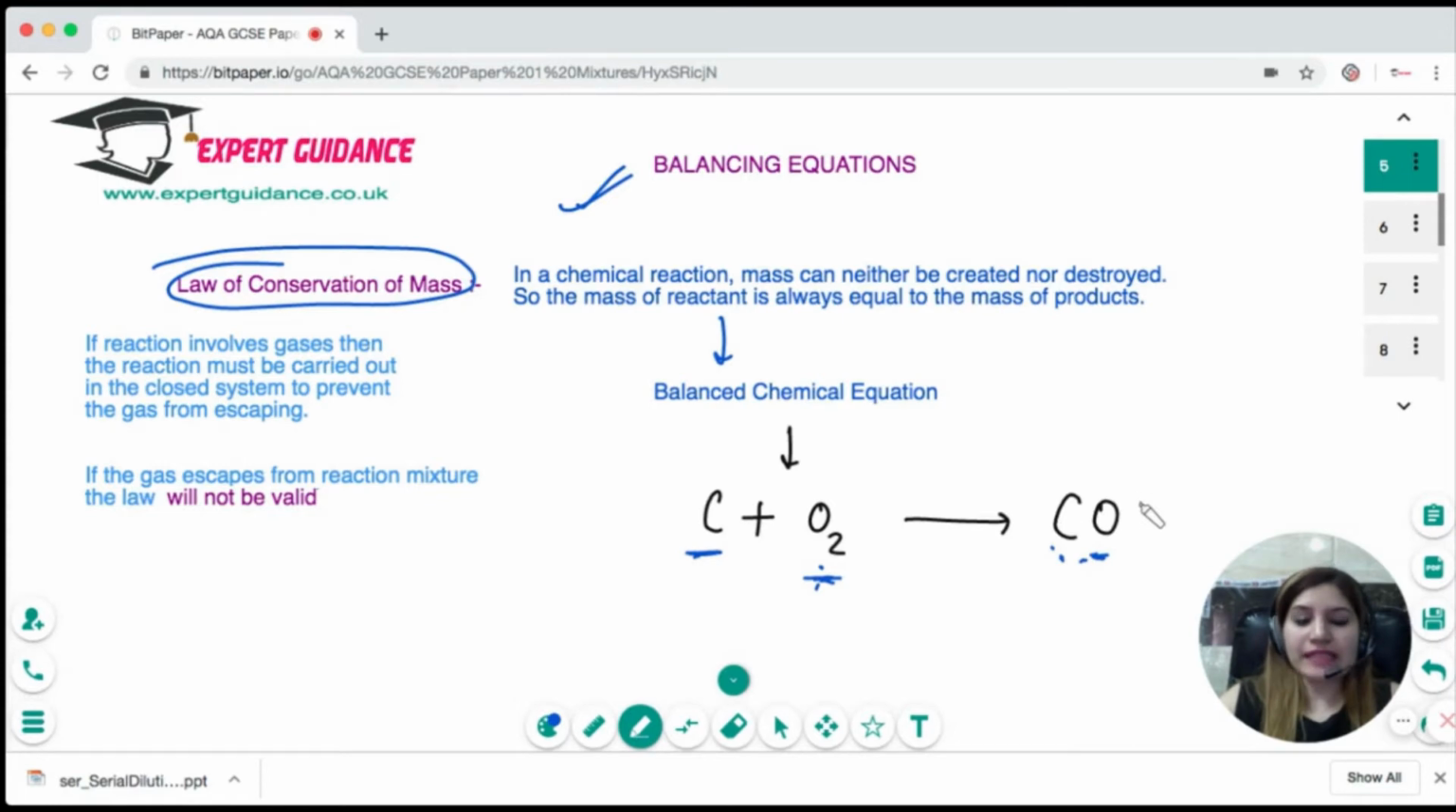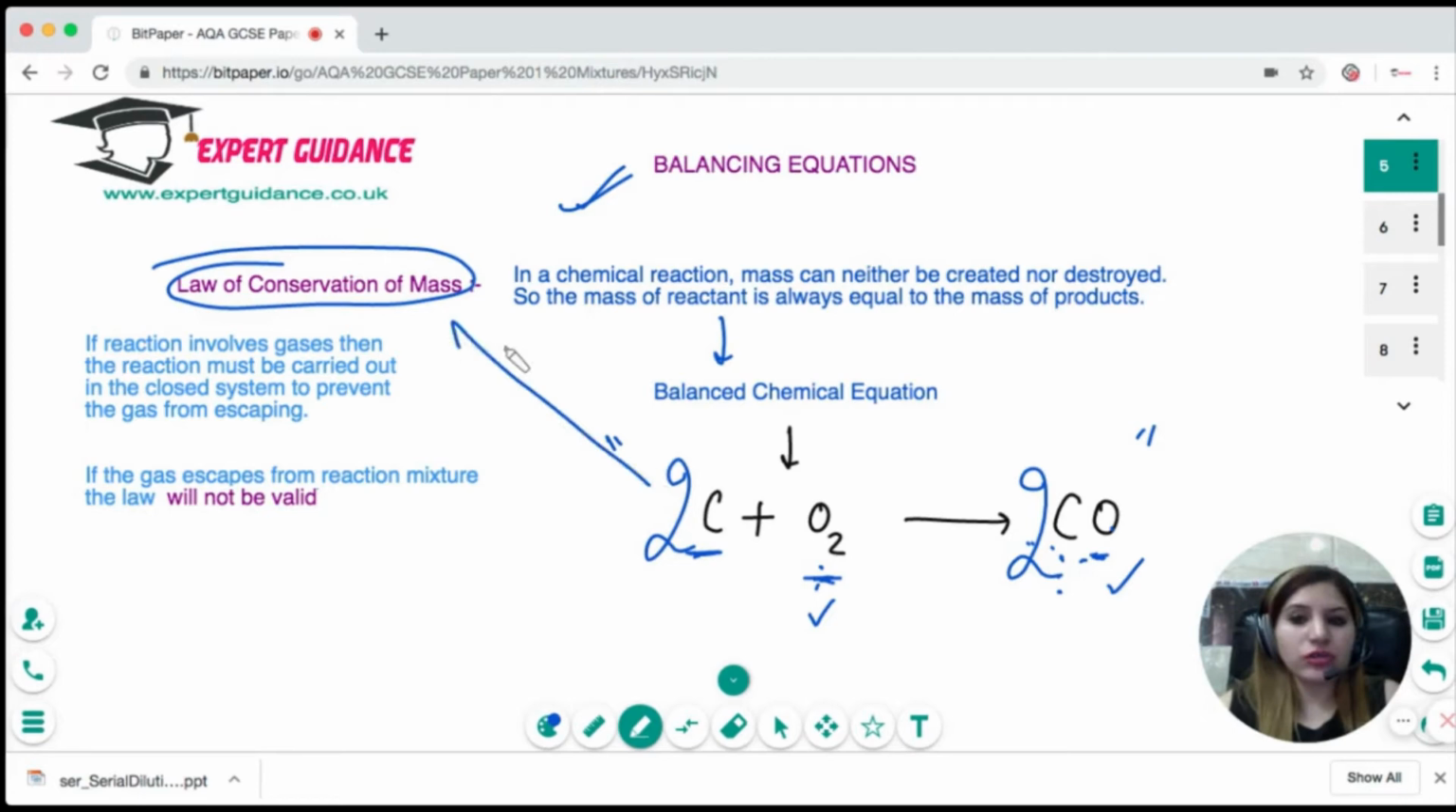So to balance it, always remember, you add the number in the front. So we'll put 2 in front of CO. So that makes the oxygen atoms 2. So now our oxygen is balanced, but now it has disturbed the carbon. Now carbon is 2 to the right and 1 to the left. So we'll write 2 in front of the carbon as well. And now this equation is actually according to the law of conservation of mass.